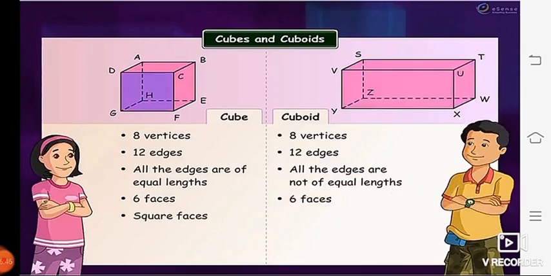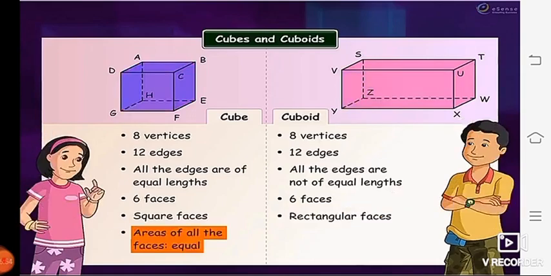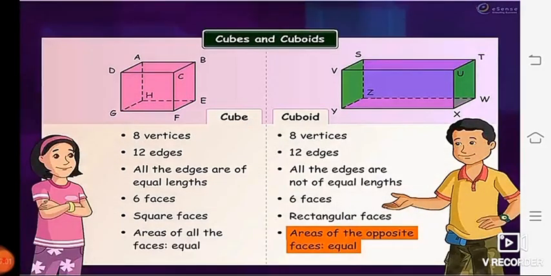The faces of a cube are squares. The faces of a cuboid are rectangles. Areas of all the faces of a cube are equal. Areas of the opposite faces of a cuboid are equal. So these are the properties of cubes and cuboids. Up till now we have learned about the three-dimensional objects that are cubes and cuboids. So now let us learn about the next three-dimensional objects.